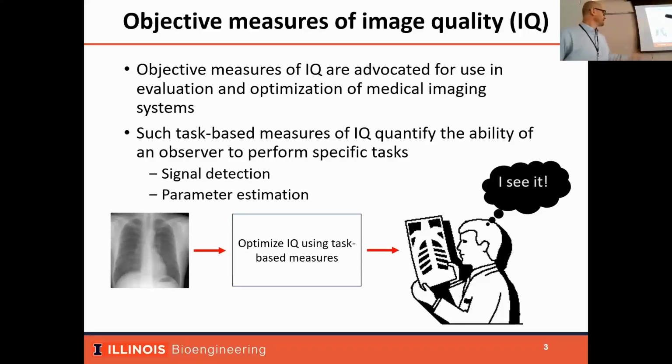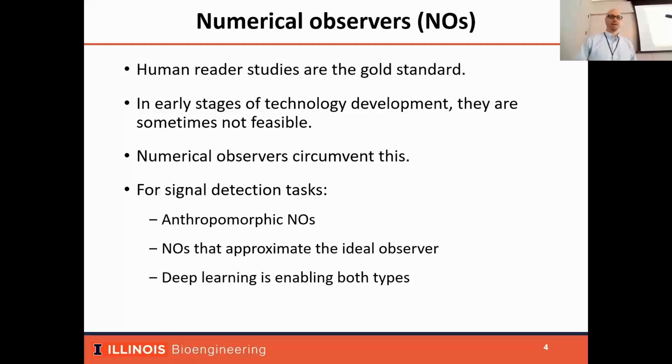Some of the canonical tasks that are relevant to us, of course, are signal detection and parameter estimation. Human readers are often the gold standard, at least if a human is going to be the entity reading the image at the end of the day. But we know that when we're developing technologies, it's not convenient or feasible to do reader studies with professional radiologists. So numerical observers are often used as a surrogate. Numerical observers can be used to make a decision and, based on the decisions they make, compute objective measures of image quality.